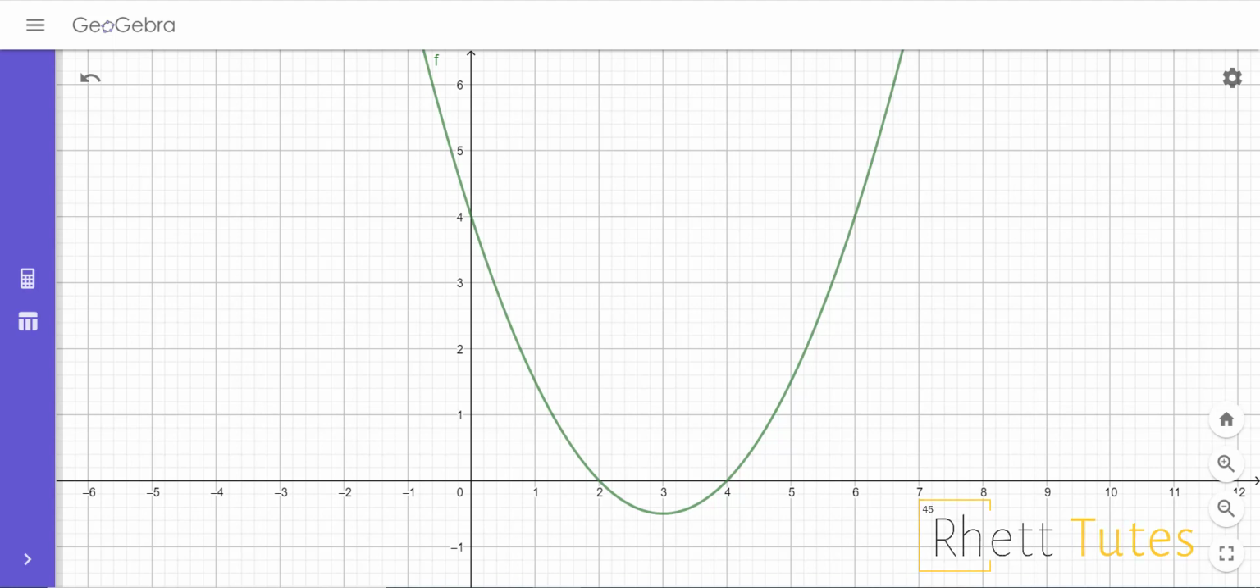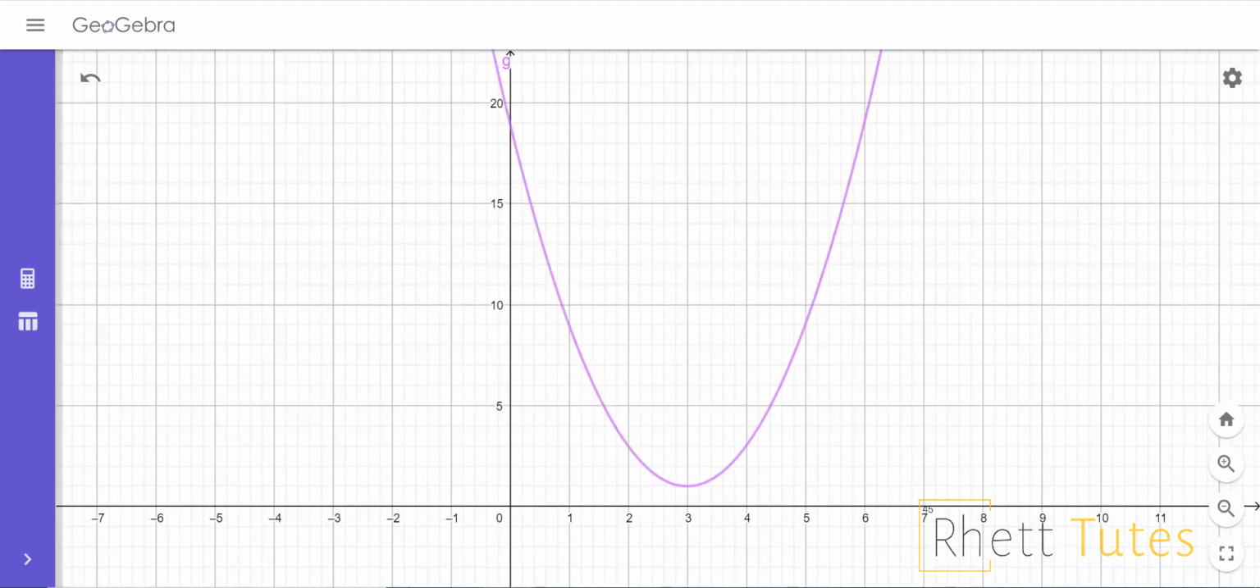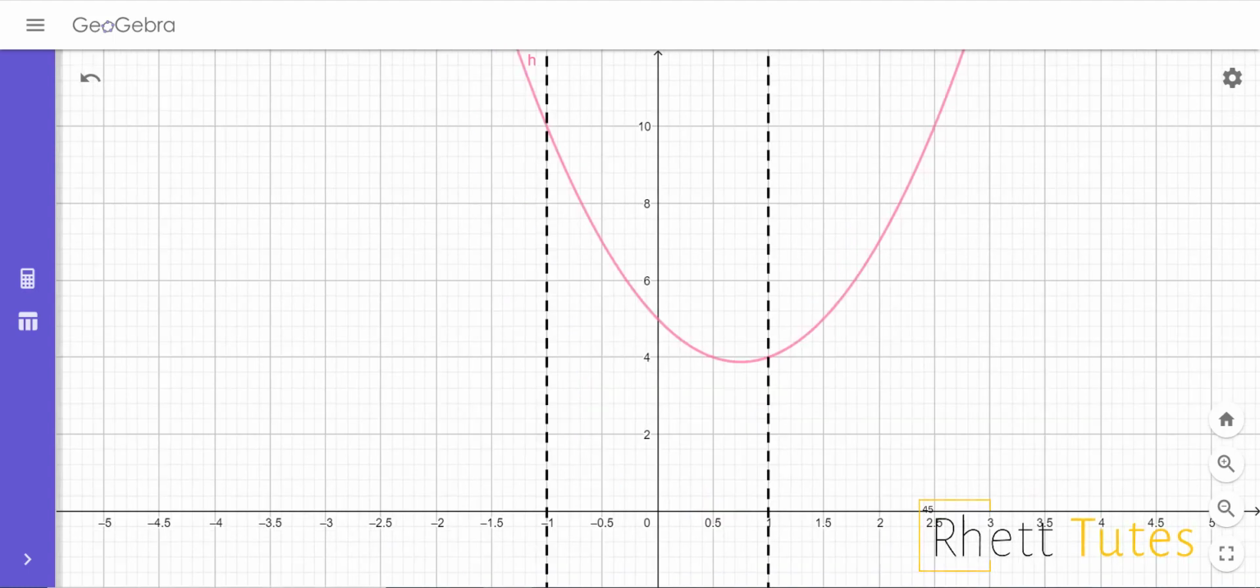So the first one here is shown in green, the second one here in purple, and the third one in pink.